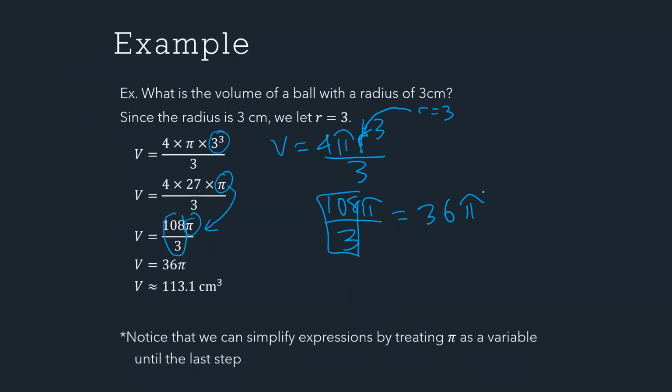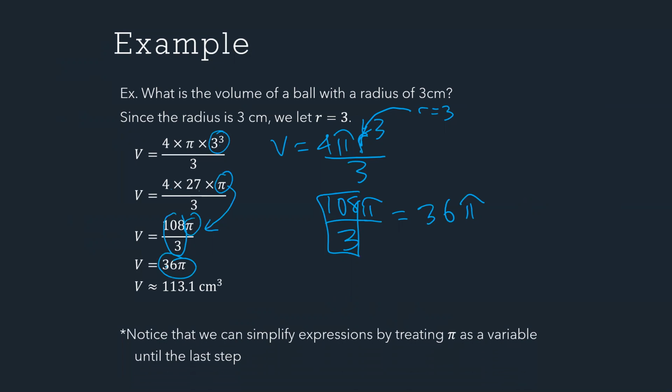So keep in mind that I decided in this question to treat the whole answer in terms of pi instead of actually treating it as a number. And I basically only switched it from pi to a number at the very last step. And again, the reason you do this is so that you get a more accurate answer. So at the very end here, we take 36 and we multiply it by pi. And we know that 36 multiplied by pi would end up giving you 113.1 centimeters cubed, rounded to 1 decimal place.